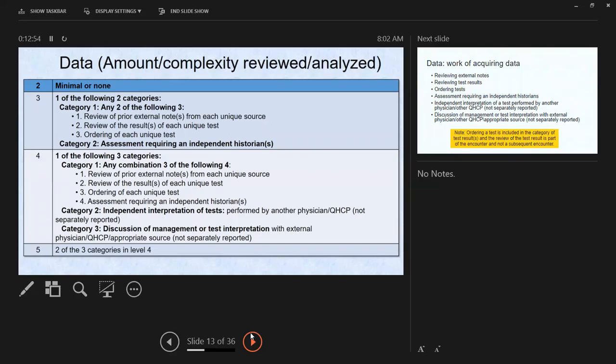Category 2, independent interpretation of tests performed by an outside physician or qualified healthcare professional. Let's say a patient brings in an outside CT scan and the provider independently interprets it themselves and writes down what they found and what they think about that outside test or image. That'd be an independent interpretation of tests. Category 3, discussion of the management with an external physician or qualified healthcare provider. If you need to speak to their cardiologist to get them clearance before surgery and you document that conversation, that can be discussion of management with an external physician or qualified healthcare professional. And to get to a level 5, hitting 2 of the 3 categories in level 4 makes a level 5.